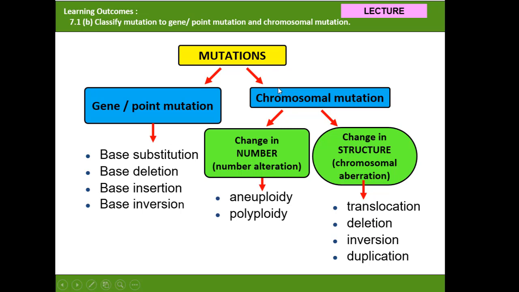And under chromosomal mutation, there are change in number, or we call chromosomal number alteration, and also change in structure, or we call chromosomal aberration. Under the change in number, you will see aneuploidy and polyploidy, while under the change in structure, there are translocation, deletion, inversion, and duplication. In this hour, we will be focusing more on gene or point mutation. And for chromosomal mutation, you will learn in the next hour of lecture.